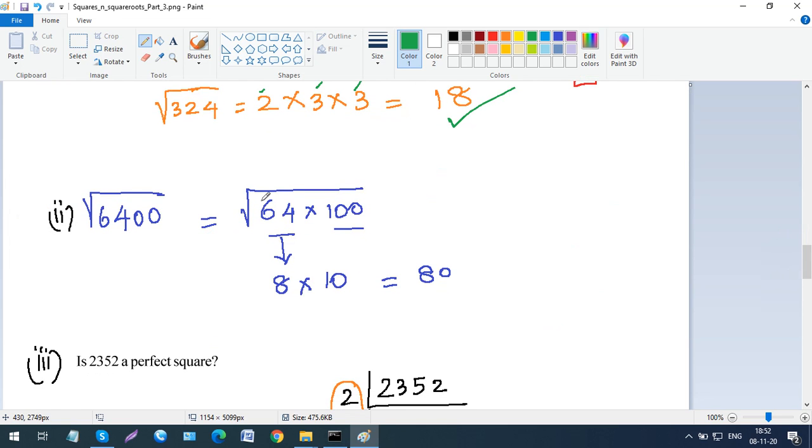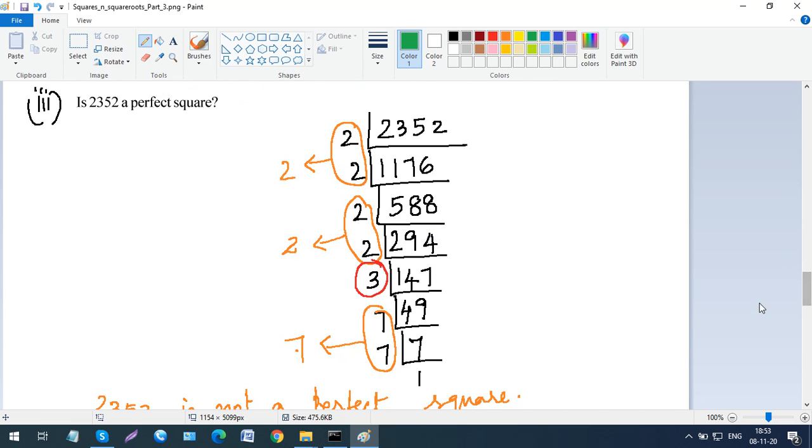If I have a number ending with zeros, and I have to find the square root of 6,400, I can take the square root of 64, which is 8, and there are 2 zeros, which will come out as 1 zero. So this is 64 into 100, I can write, right? 64 comes out as 8, since 8 8s are 64, and 100 comes out as 10. So 8 into 10 is 80. 80 is the answer.